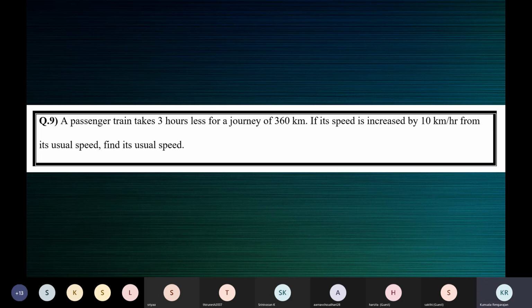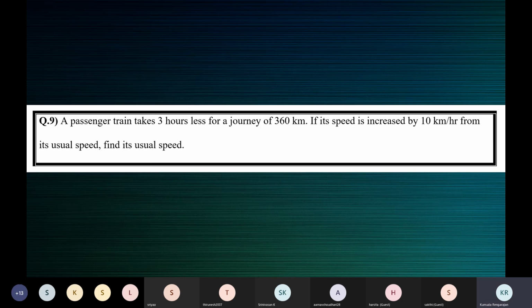Okay, a passenger train takes 3 hours less for a journey of 360 kilometers if its speed is increased by 10 kilometers per hour from its usual speed. There's no full stop and capital I there, ignore this. It's one sentence. A passenger train takes 3 hours less for a journey of 360 kilometers if its speed is increased by 10 kilometers per hour from its usual speed. Find its usual speed.